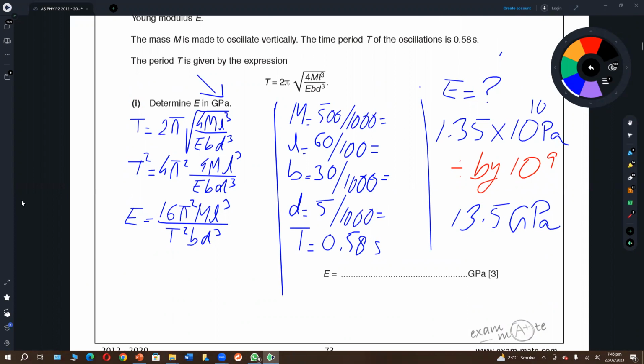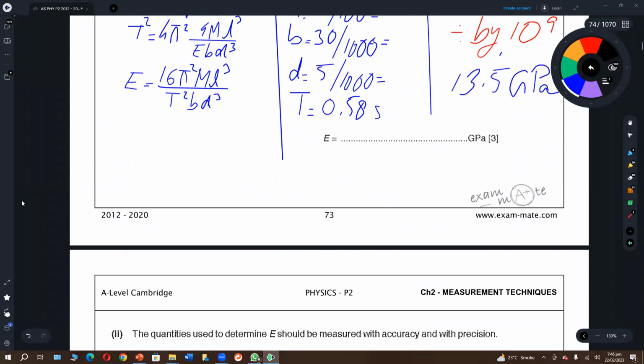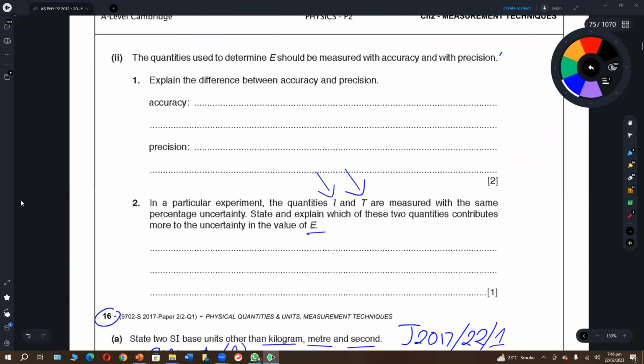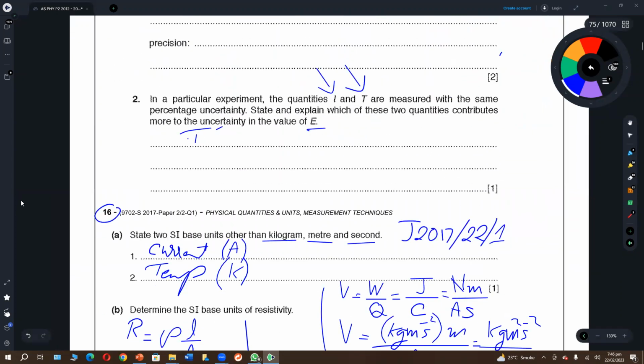In terms of uncertainty, T will be multiplied by 2 and L will be multiplied by 3. You can see now the difference is in the power. So who will be more contributing? Square function or cube function? The cube will be contributing more. Very good. So I will tell the examiner that there is a T square and there's an L cube. L cube will be more contributing.